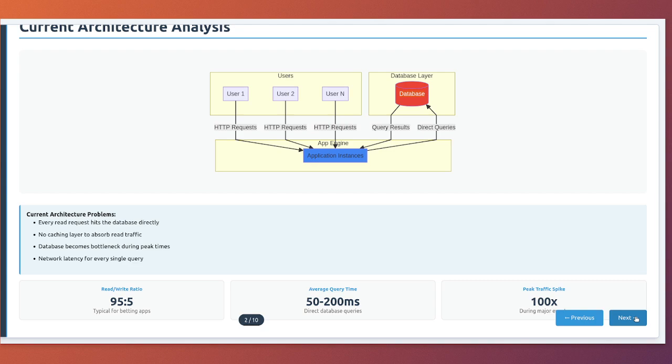Notice how the current architecture shows direct communication between App Engine and the database. Every read request hits the database directly. During peak times, this creates a bottleneck. Even if App Engine scales to handle more requests, they're all querying the same database, which has physical limitations.